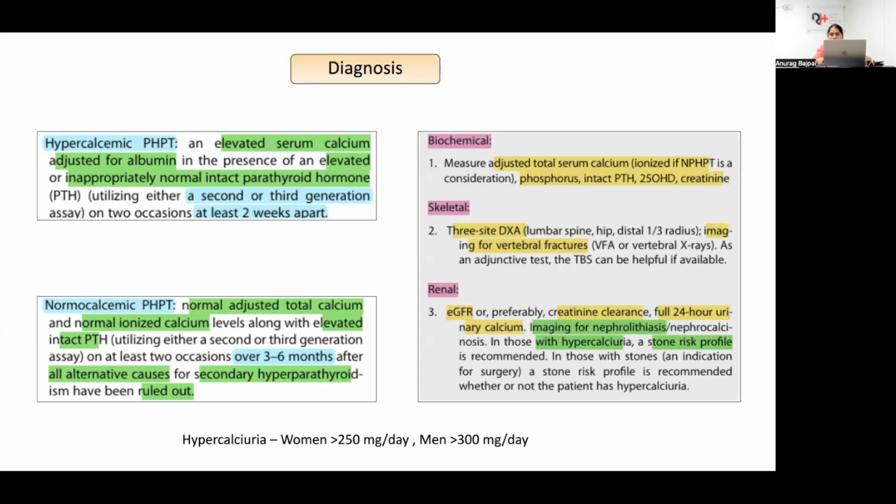The renal evaluation is very important, and we can do the estimated GFR, but preferably creatinine clearance is done. A full 24-hour urinary calcium is required, and imaging for nephrolithiasis. In those with hypercalciuria, a stone risk profile is required. In the pediatric age group, hypercalciuria is said when urine calcium is more than 4 mg/kg/day. In adults, it is more than 250 milligrams per day in women, and more than 300 milligrams per day in men.